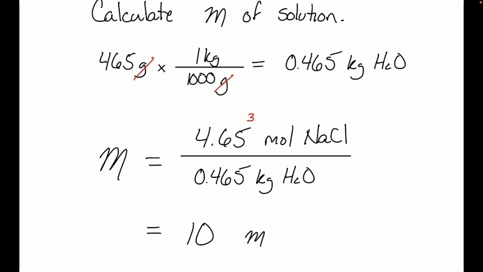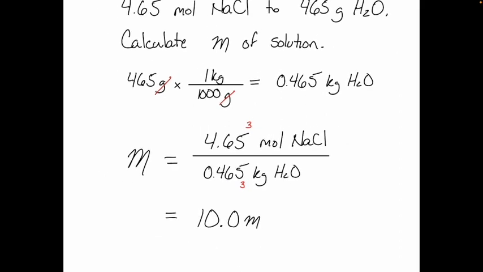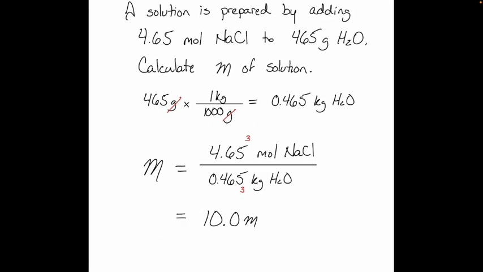This has 3. This has 3. So how do I report my 10 that my calculator gave me to 3 sig figs? 10.0. So 10.0 molal. That's my solution here.